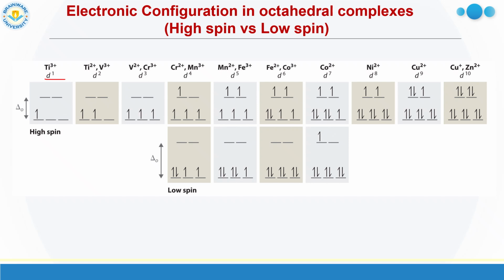So here you see d1. Where to put the electron? You see that in the t2g set, the lowest set, we will put the one electron.